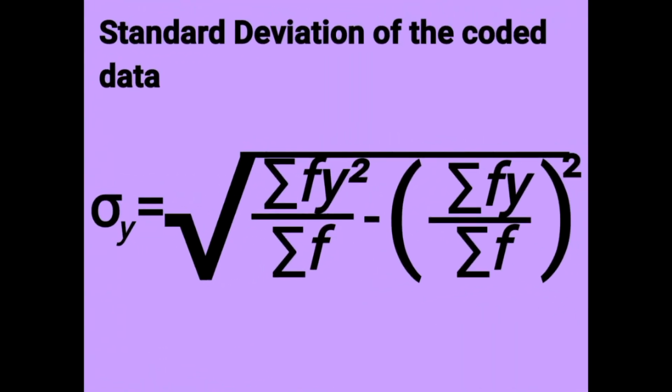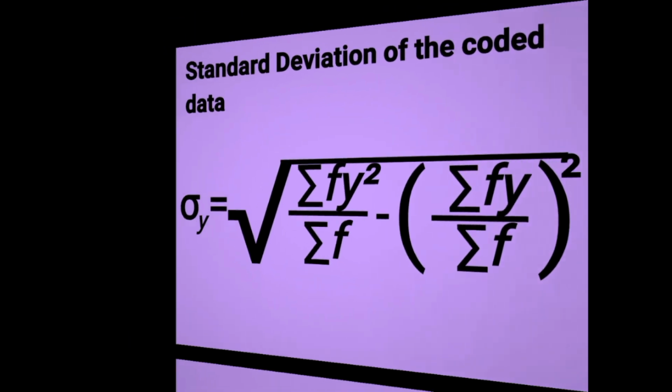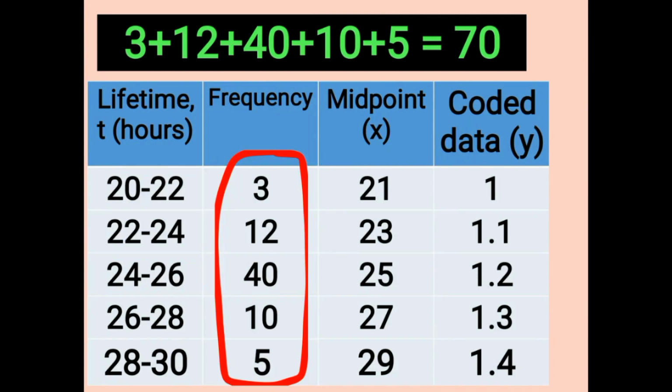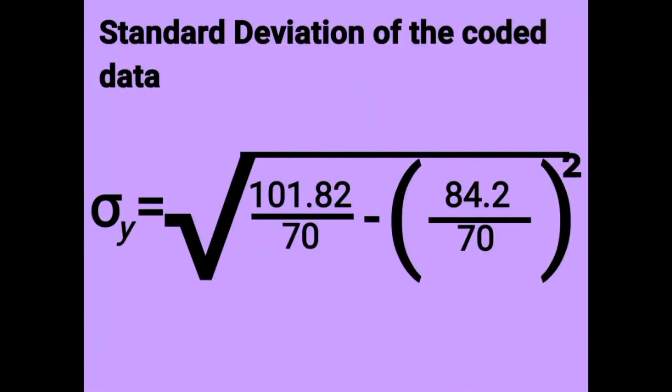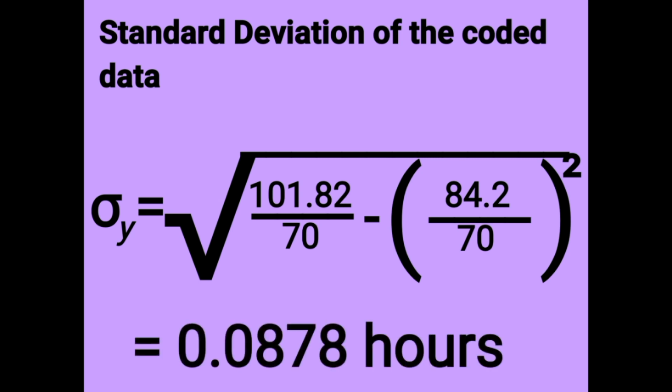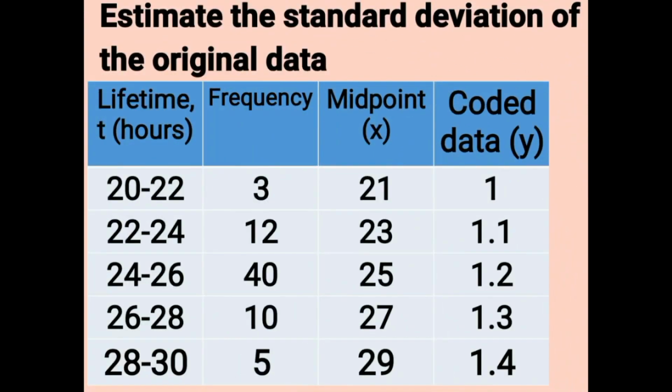Then the standard deviation of the coded data values equals the square root of sigma fy squared over sigma f, minus (sigma fy over sigma f) squared. Now we know the total frequencies add up to 70, so sigma f equals 70. Then it's the square root of 101.82 divided by 70 minus (84.2 over 70) squared, which equals 0.0878 hours.